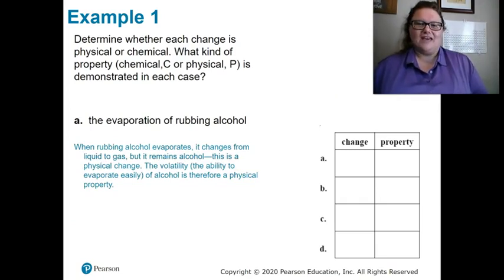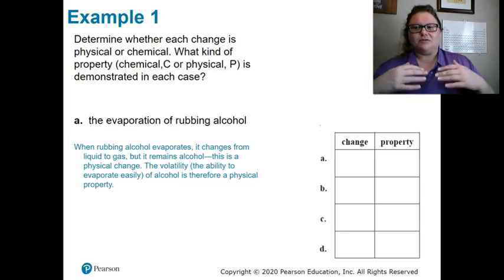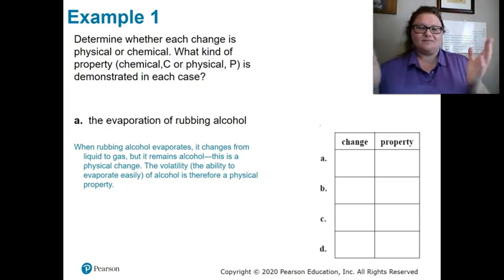Okay, we're going to go through A first. So we're told that we have rubbing alcohol, common chemical. You probably have it somewhere around you right now. And it's going to evaporate. So we have to think of the word evaporation. What is evaporation? When something goes from a liquid to a gas, it evaporates. So rubbing alcohol has this tendency to evaporate at room temperature. If you spill some and wait a little while, it'll eventually disappear, the puddle.